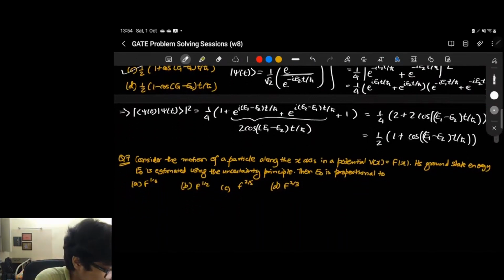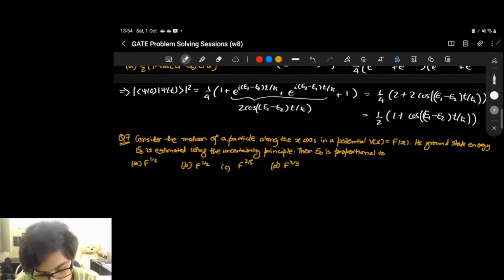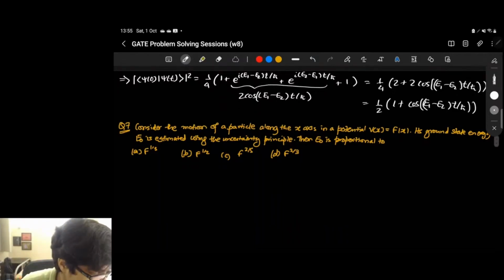Now coming over to the next question. Consider the motion of a particle along the x-axis in a potential given by V is equal to F of mod x. Its ground state energy E naught is estimated using the uncertainty principle. Then E naught is proportional to, and we need to find out E naught is proportional to what power of F.